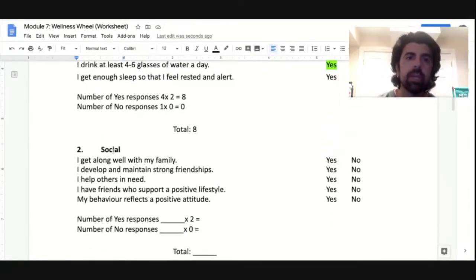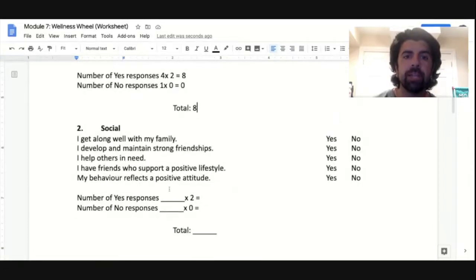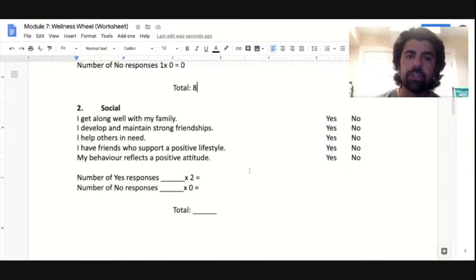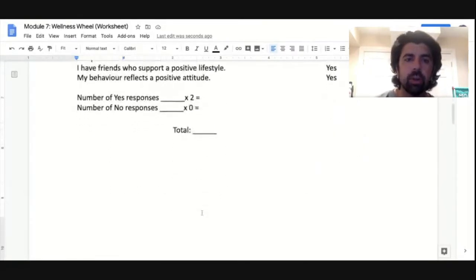So social: I get along well with my family. I develop and maintain strong friendships. I help others in need. I have friends who support a positive lifestyle. My behavior reflects a positive attitude. So again, answer yes or no and complete the responses to give yourself a total.